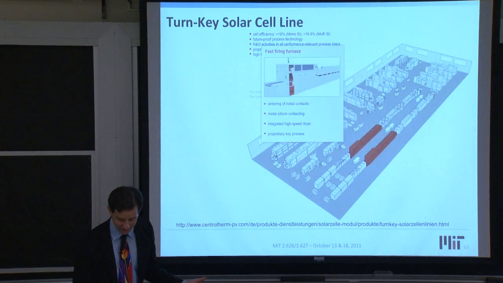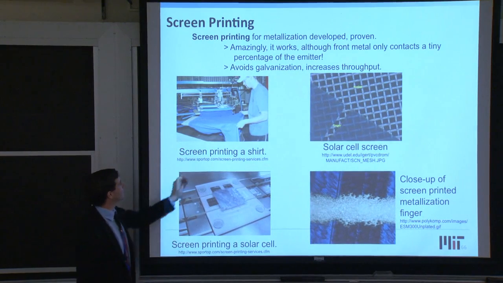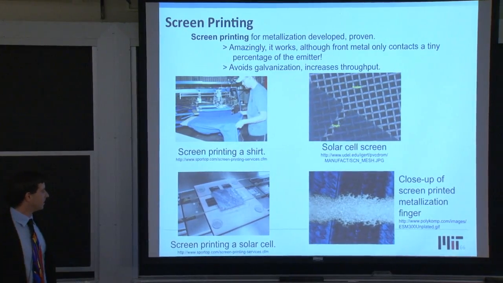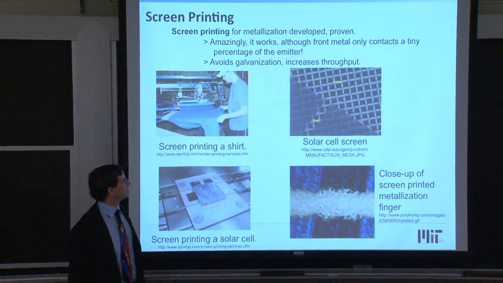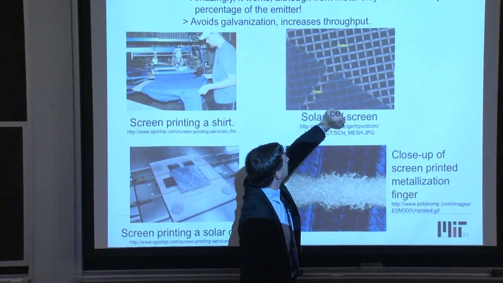Next, we have the printing line and screen printing. So this looks very similar to screen printing for a T-shirt. Here's a T-shirt being loaded into a screen printer. And here's a solar cell being loaded into a screen printer. This is a close-up of the screen, of what the screen actually looks like.